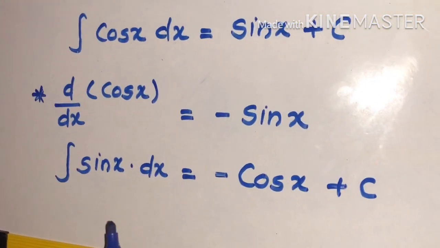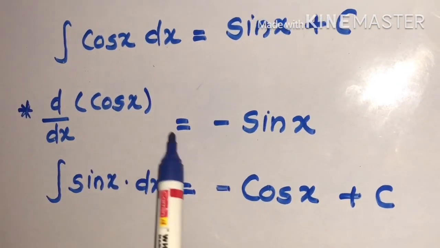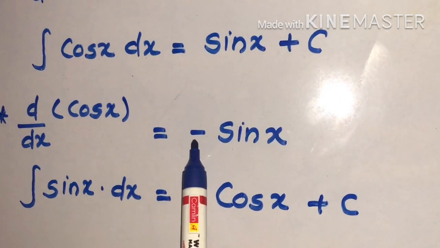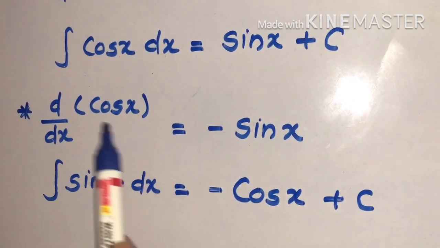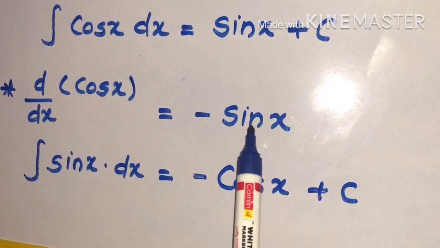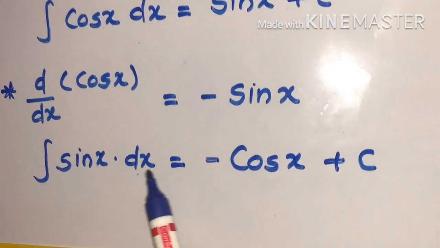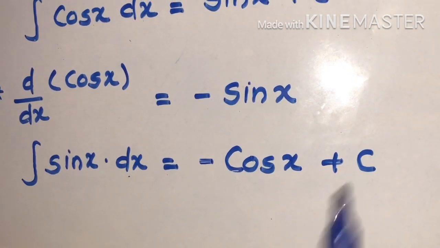Now we will take cos x. As you know, derivative of cos x is equal to minus sin x. So on the right hand side you are getting a minus sign. Take this minus sign to the left hand side. So here you have only sin x. So integration of sin x with respect to x will be minus cos x plus c.